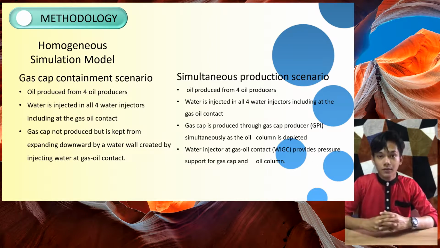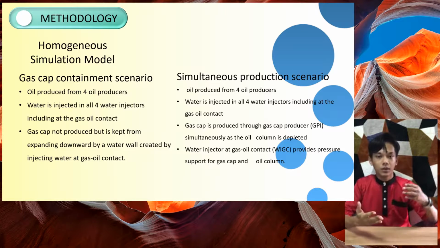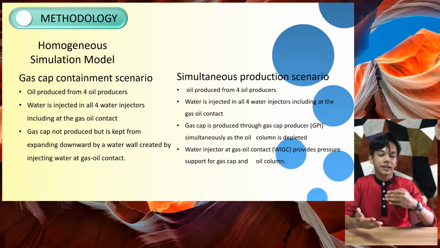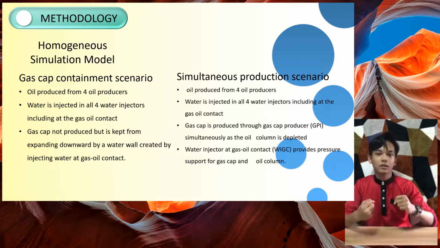For the gas cap containment scenario, there will be 4 oil producers used here, and the water is also injected with 4 injectors into the reservoir, but no gas cap is produced here too.